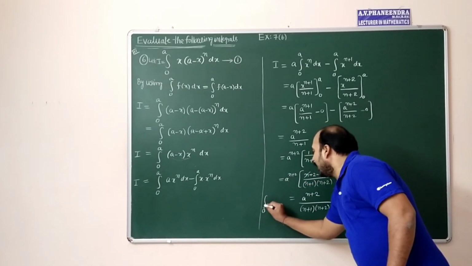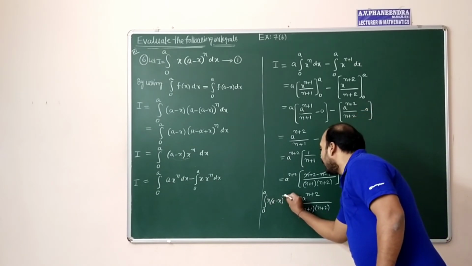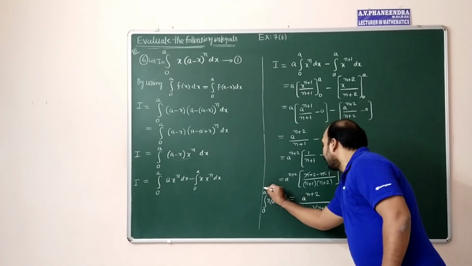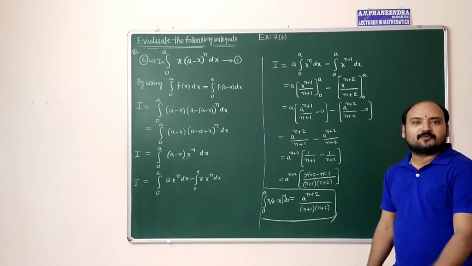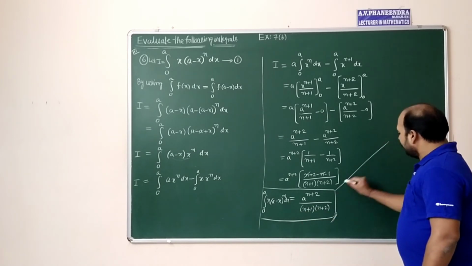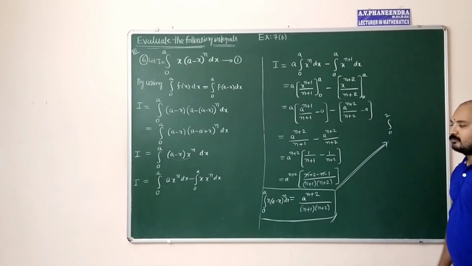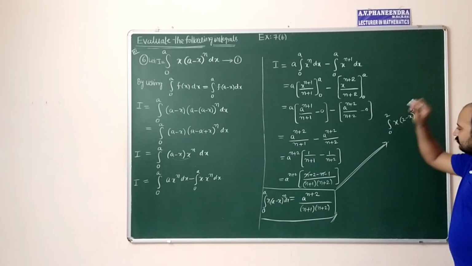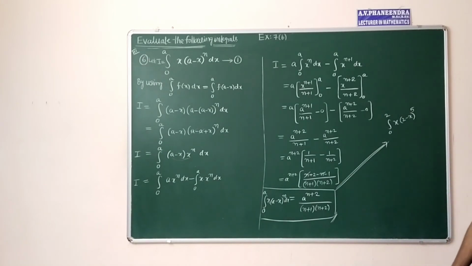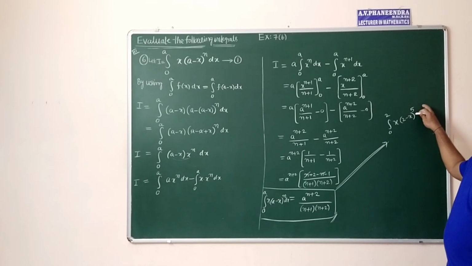Therefore, integral 0 to a x into a minus x whole power n into dx equal to this value, and even this value also we can use as a shortcut formula. See here, the question: integral 0 to 2 x into 2 minus x whole power 5. Suppose it is there like this. Wherever a is there, 2 will be there. Check once: 0 to 2, 0 to a. x into 2 minus x, a minus x means 2 minus x whole power 5. n is equal to 5 here.